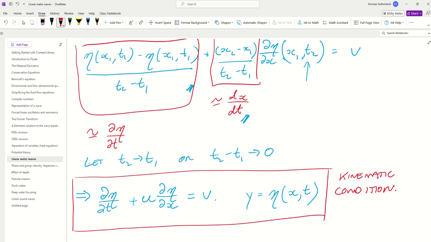The next video will be where we look at the dynamic condition, where we need Navier-Stokes and Bernoulli, and we need to make some more approximations, but we'll get another expression on the free surface that helps us close out this problem.